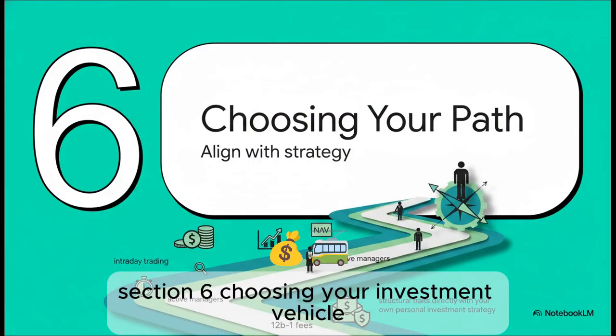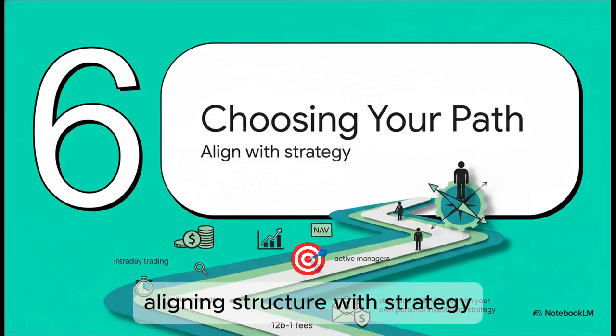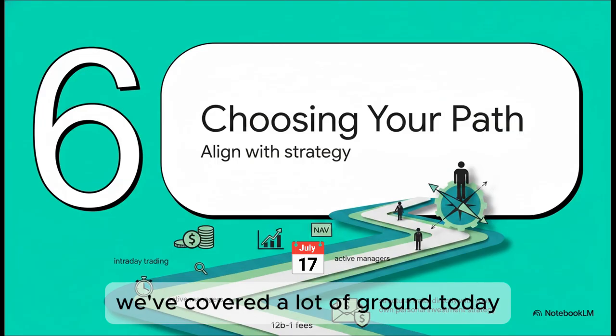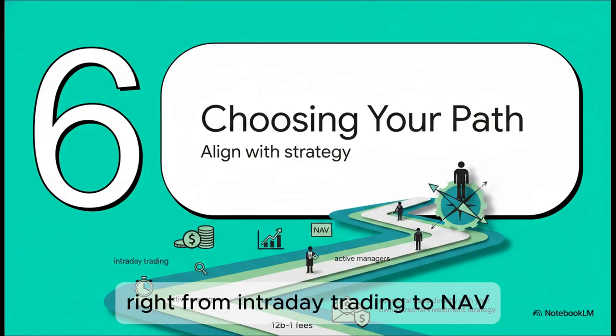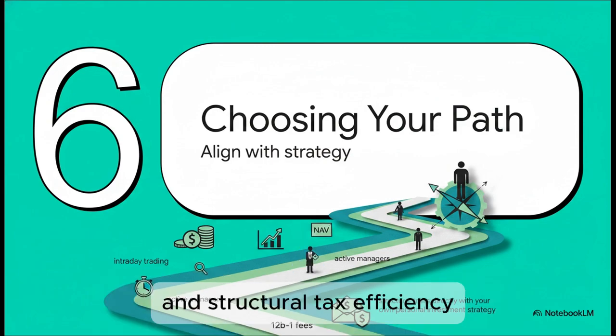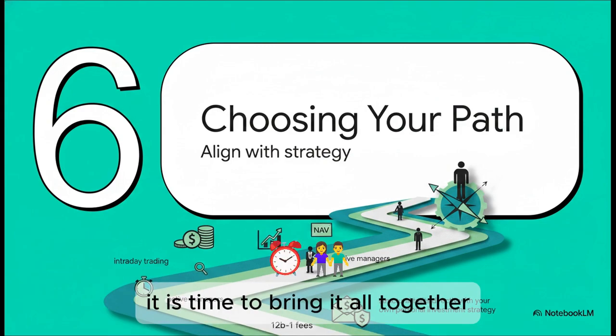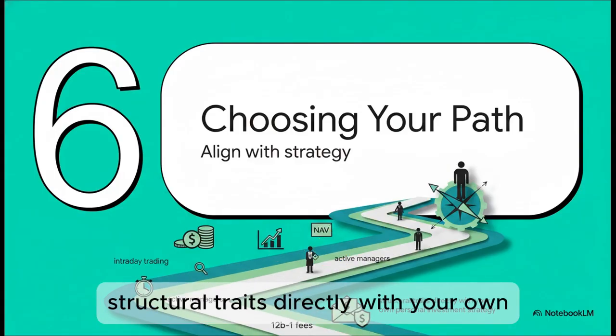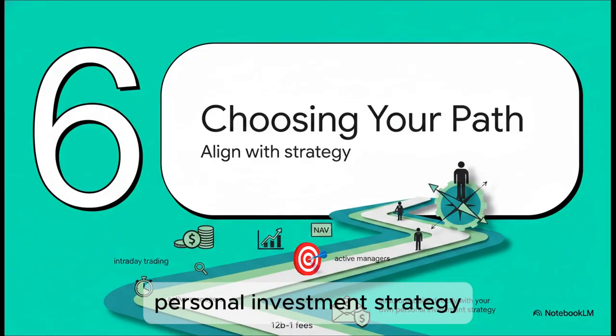Section 6, Choosing your investment vehicle. Aligning structure with strategy. We have covered a lot of ground today, right? From intraday trading to NAV, from active managers to hidden 12b-1 fees and structural tax efficiency. It is time to bring it all together. Let's look at how you can align these unique structural traits directly with your own personal investment strategy.